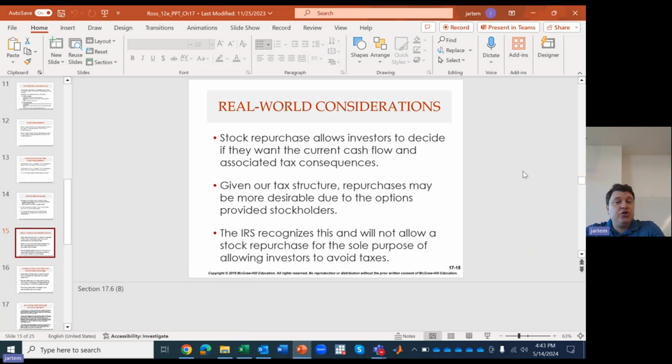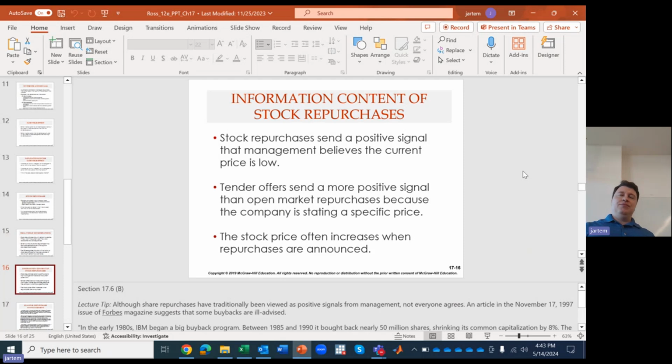So stock repurchases allow investors to decide rather than having the company decide for investors. So repurchases seem more desirable, and the IRS actually has some limits, although I don't know how good they are at enforcing them. In theory, the IRS says you shouldn't just do repurchases in order to allow investors to avoid taxes, right? The IRS always wants to collect as many taxes as possible, but it's very hard to prove that intent in reality. And the companies can always say, well, we're just trying to restructure our capital structure.